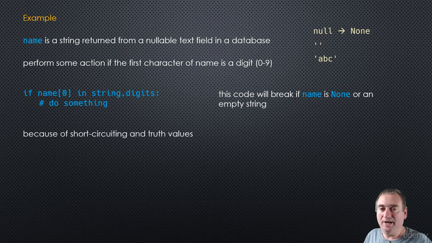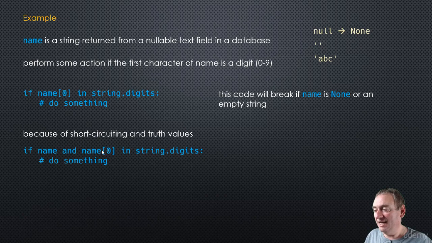So we could just write it this way, by using short-circuiting and truth values. If name and name[0] in string.digits. So let's see what this does. Well, first of all, name is an object, but we're looking at the truthiness of this object. And remember that name will be falsy if it's None. None is always falsy. Name will also be falsy if it's an empty sequence, and otherwise it will be truthy. So look at what happens here. If name is falsy, then because of short-circuiting, this does not get executed. name[0] does not get evaluated.